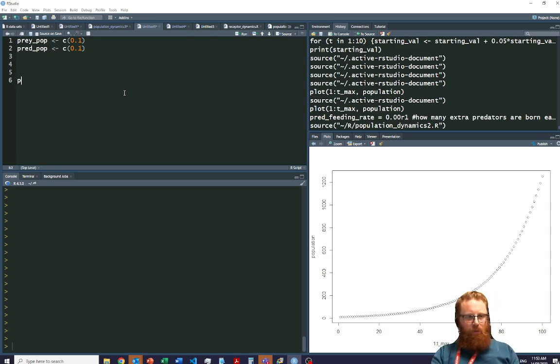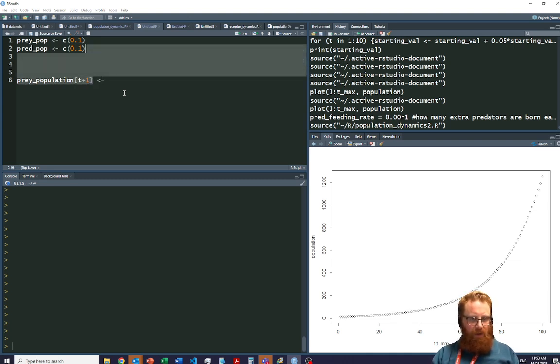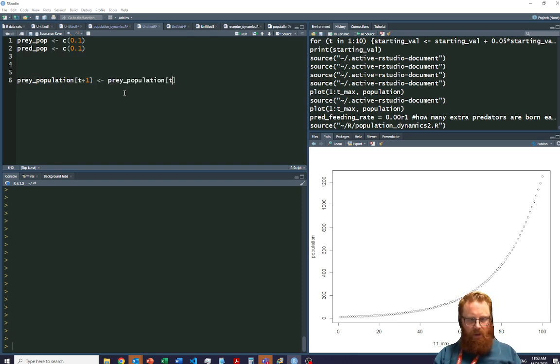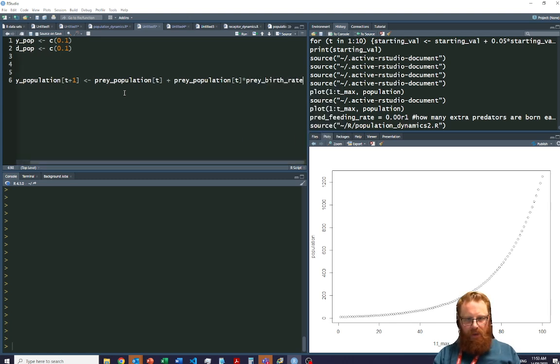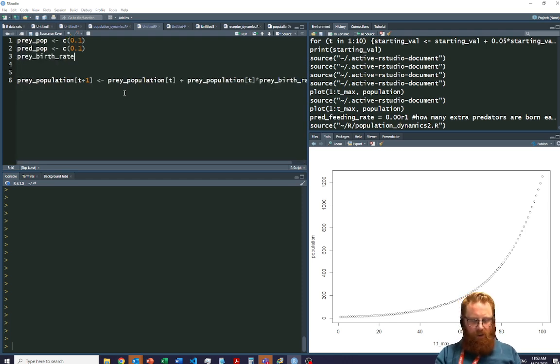So our prey population at time t plus 1 is going to be equal to our prey population at time t plus our prey population at time t times some birth rate, right? Let's call that prey_birth_rate. Okay. Now, right now we have done nothing new. Let's set this to be something. We can't set this to be too big for maths reasons. Let's go 0.02. Okay. So our prey birth rate is 0.02.